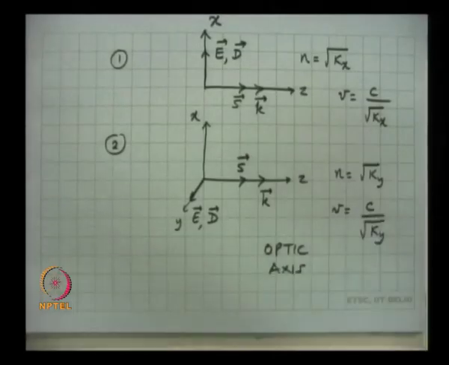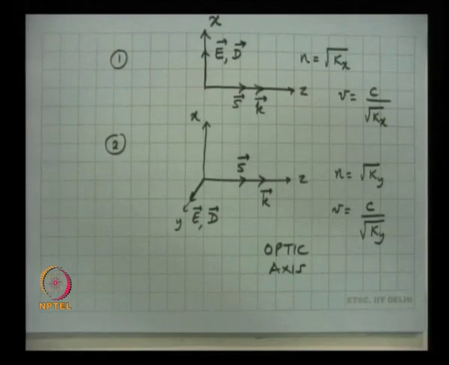But in uniaxial media, because kx is equal to ky, the two velocities are equal and the propagation will not change the polarization state, and that is the special direction called the optic axis, and in uniaxial media there is only one such direction.